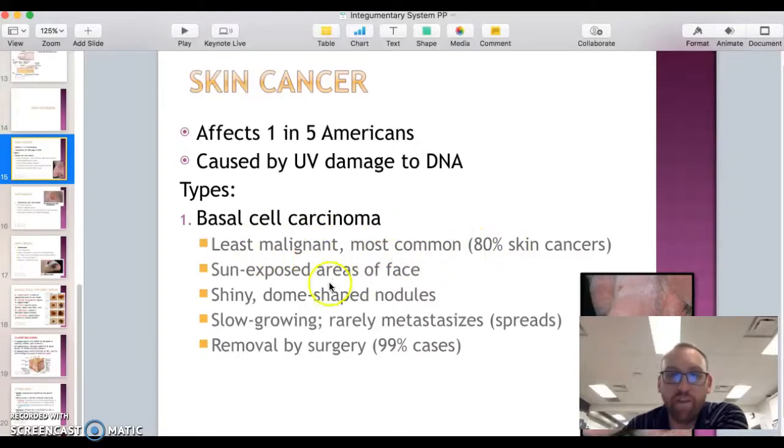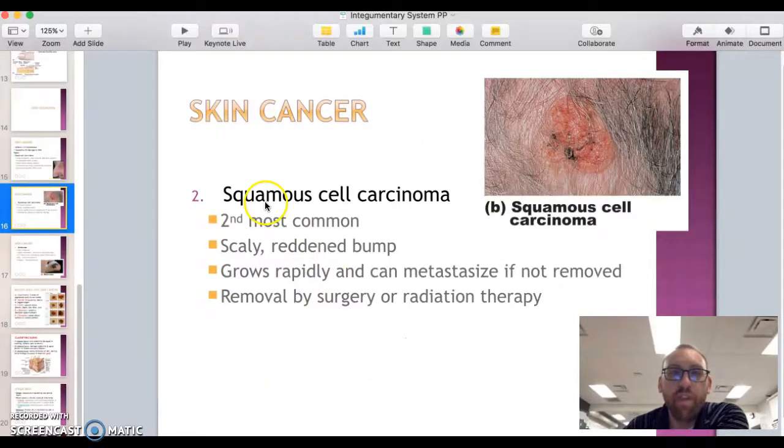There's the basal cell carcinoma, which is the least malignant or least, I guess, dangerous. It's the most common. It tends to pop up as these little shiny dome shapes. Most are removed by surgery and you're okay. Squamous cell carcinoma then is the second most common. It shows up as these scaly reddened bumps. They grow rapidly and will get worse if not removed, but most are removed.